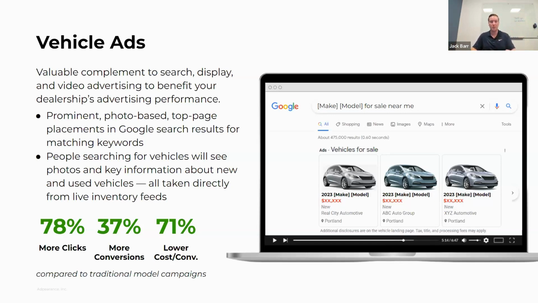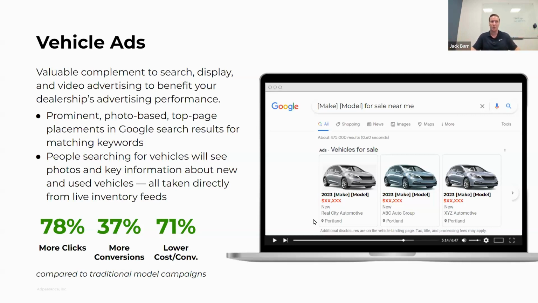When they end up on your website, they see just your vehicles for sale, they're much more likely to purchase just from you. So let's go ahead and move our ads into this area, start to spend to get your ads appearing out here, because then you're going to be able to drive that customer just to your own inventory. And oftentimes when we run these campaigns compared to your traditional model campaigns, we see a 37% more conversion, 71% lower cost per conversion.